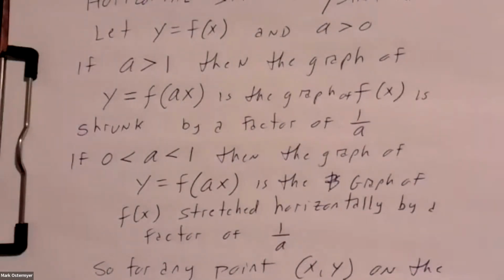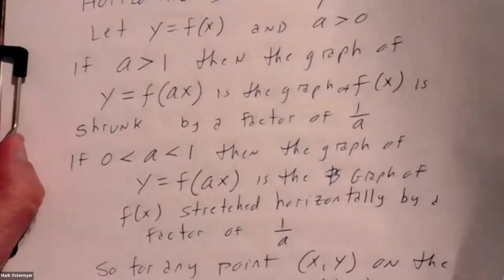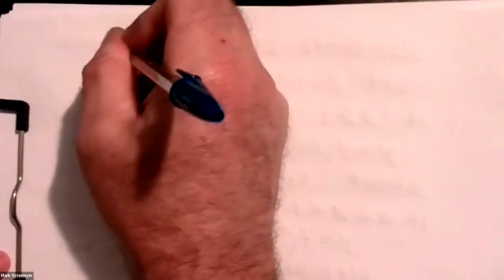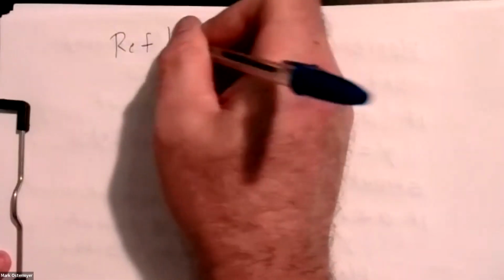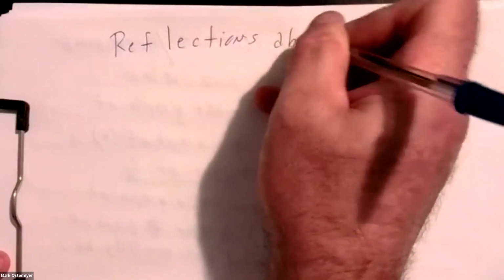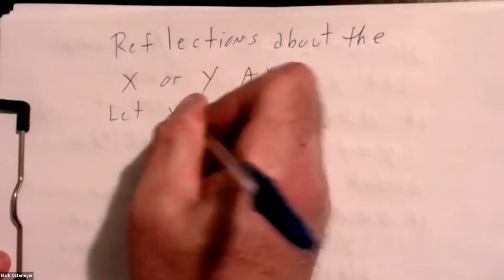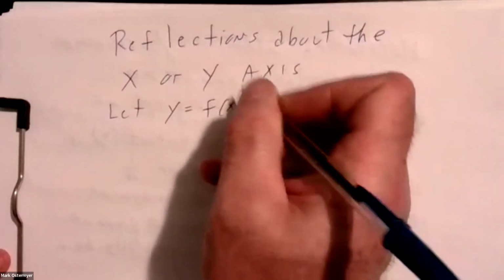Okay. There's a couple of other things that could happen to a graph. We could induce the graph of a parent function to experience what's called a flip or a reflection about an axis. Okay. So we will look at what are called reflections about the x or y-axis. And again, we'll start off with some basic function, y equals f of x.